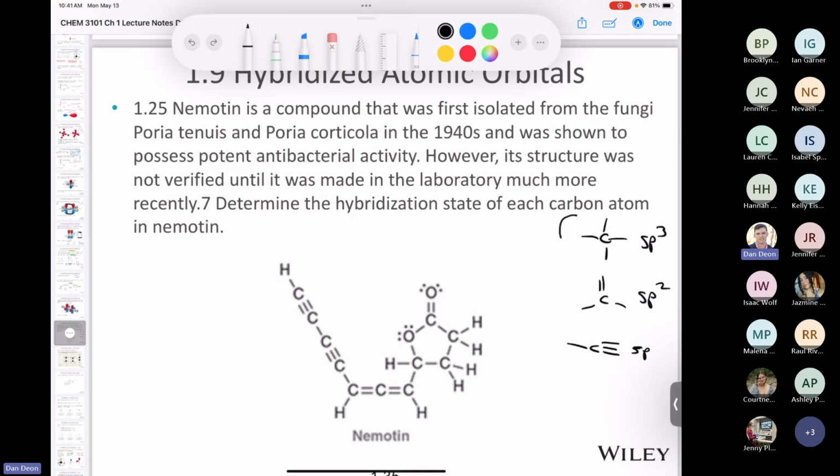But this is all based off of steric number. So there are other scenarios as well. Okay, so this is based off of steric number. So if your steric number is 4, it's sp3. If it's 3, it's sp2. If it's 2, it's sp.